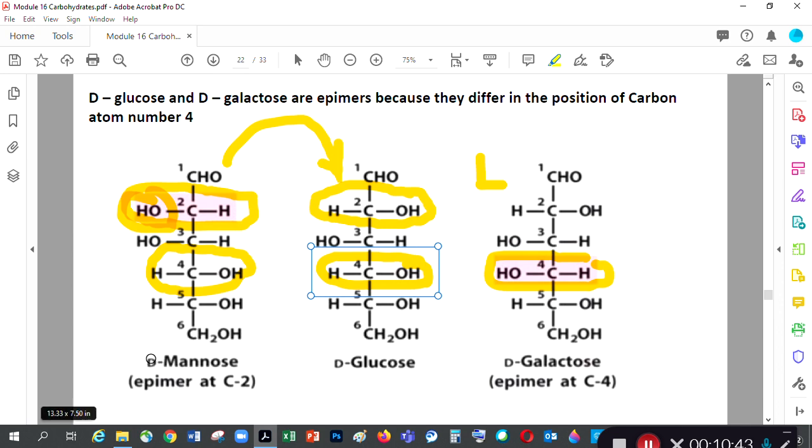And you'll see all of those are D. If you look at this, this is D, this is D, and this is D. The mannose, glucose, and galactose are D because of the last chiral carbon atom. It has the OH at the right, which is at the bottom in Haworth. So all of them are D.